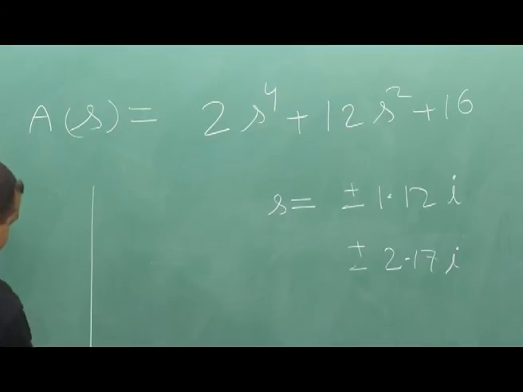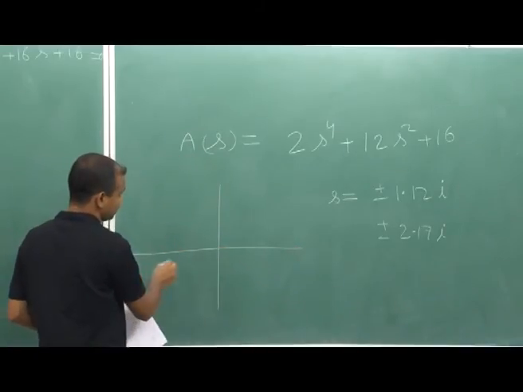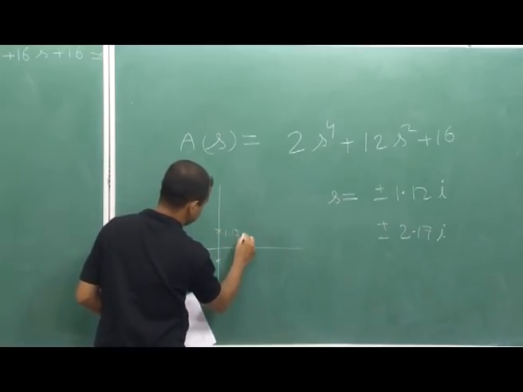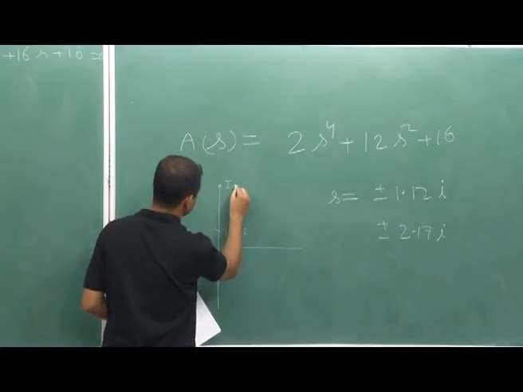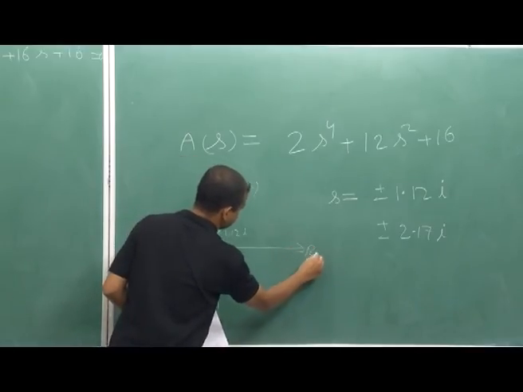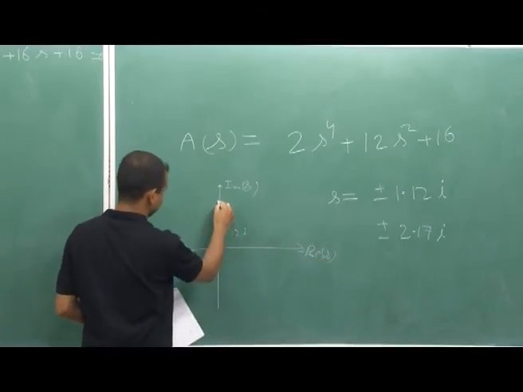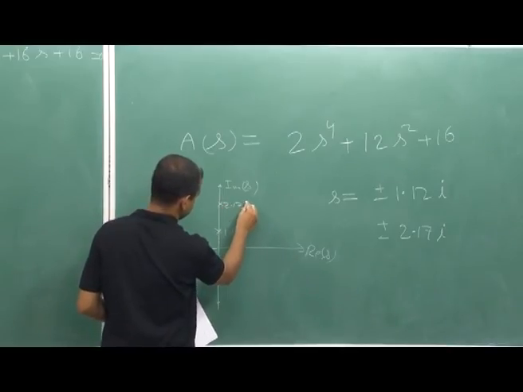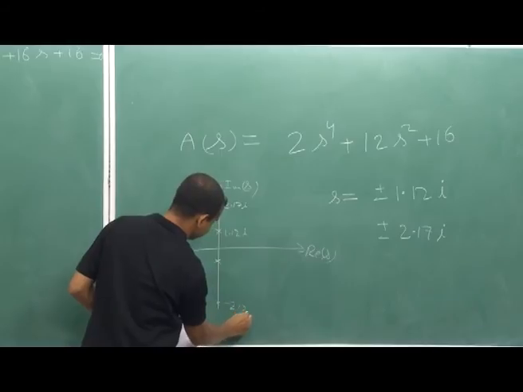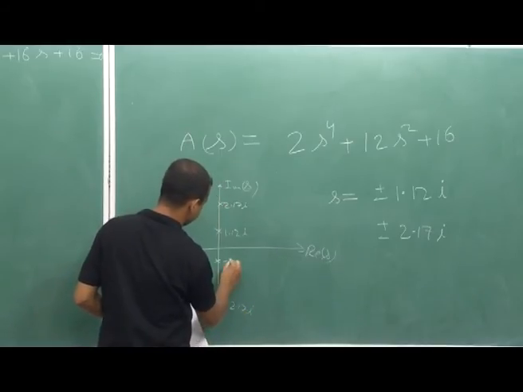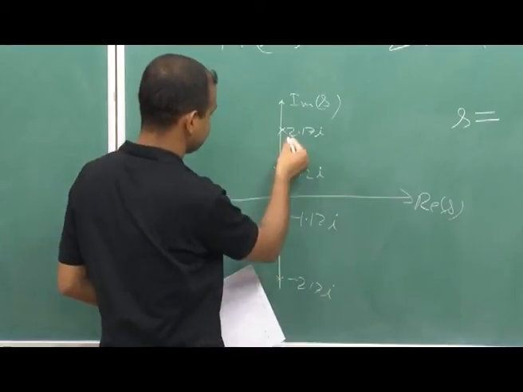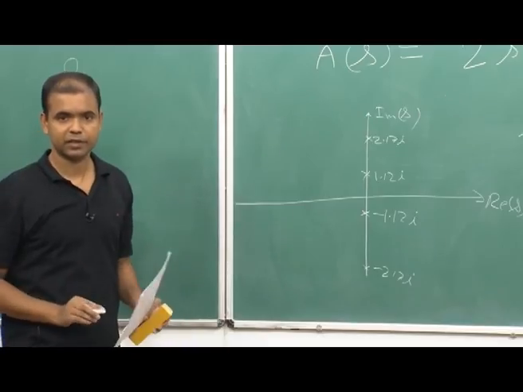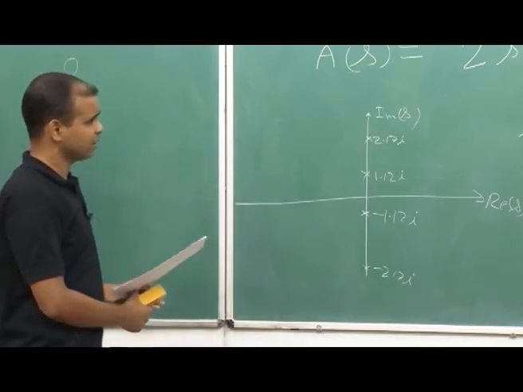If I plot it, it will be something like this: two complex conjugate poles at 2.17 i and minus 2.17 i, and one pair somewhere here at plus minus 1.12 i. So there is no double pole on the imaginary axis, which means our system is marginally stable, it is not unstable. Let us see another example.